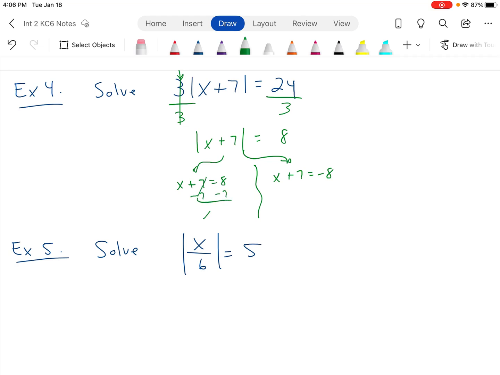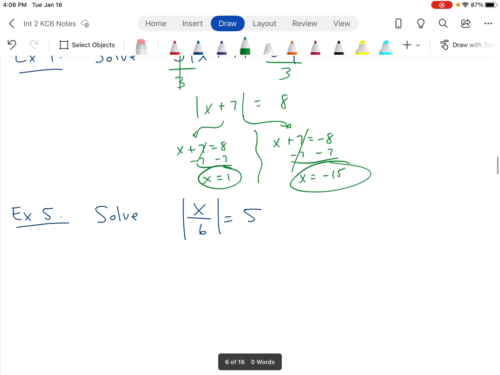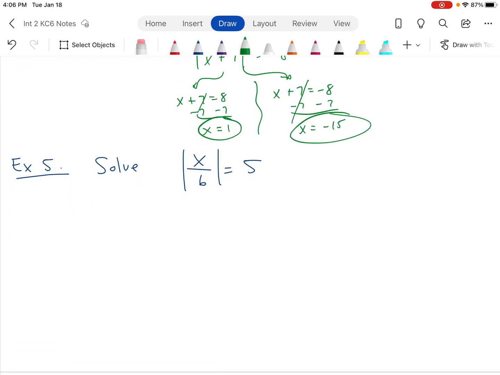Subtract 7 to both sides. X is equal to 1 is one solution. Subtract 7 to both sides here, and x is equal to negative 15 is my other solution. Again, pause for example number 5. Try to solve it on your own before I go over the answer.